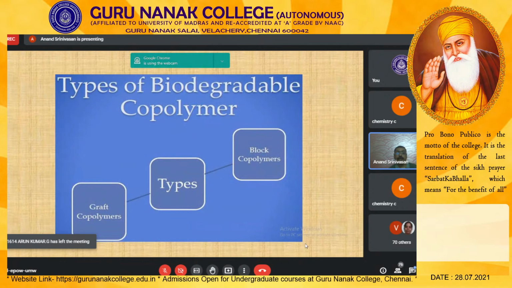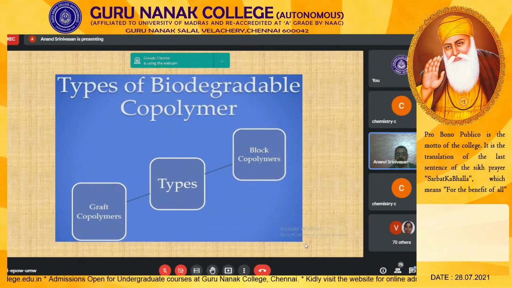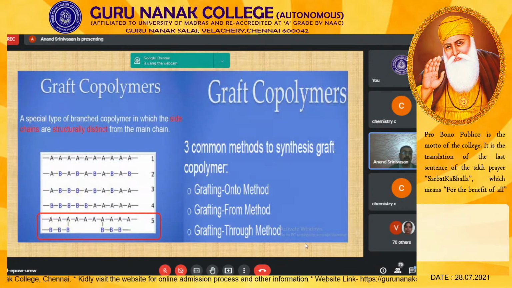So, types of biodegradable copolymer. Instead of a homopolymer, you have a copolymer, a combination of two different monomers. You can get the corresponding copolymer. You have graft copolymers, and you have block copolymers as well. Grafting you can do in different ways: grafting onto method, grafting from method, and grafting through method. So these are the three different strategies by which graft copolymers can be obtained.